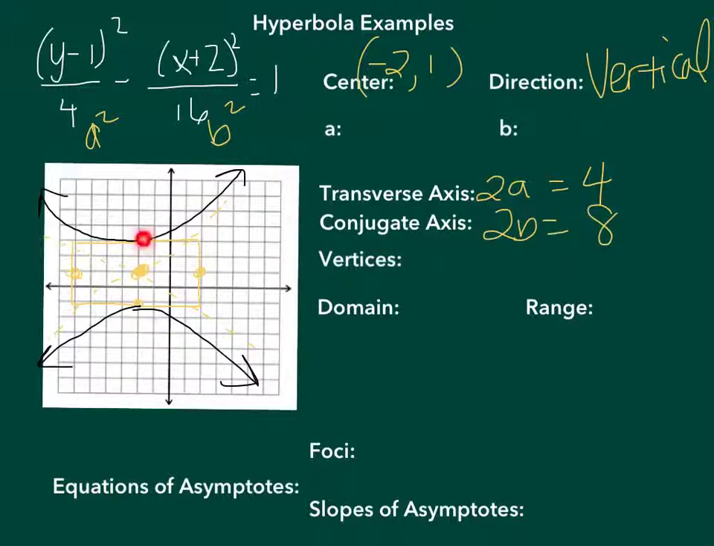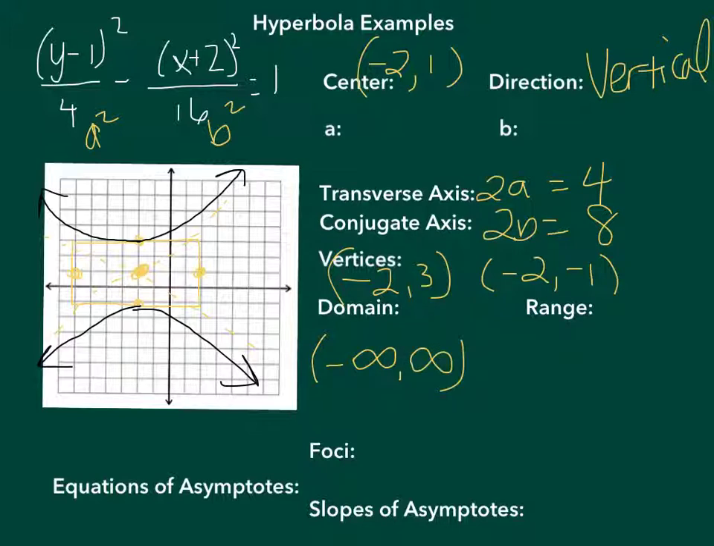My vertices, the vertex of each branch here, this one should be -2, 3, and the other one is -2, -1. Now my domain from left to right, it goes from -infinity to +infinity. And my range, -infinity to -1, and 3 to infinity. This should be a parentheses. And that's it.